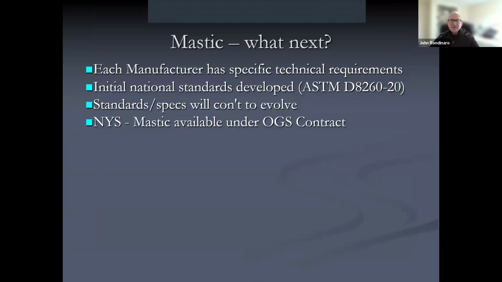So what's next with mastics? There's still a lot of room for growth. Every manufacturer's got their own specific technical requirements. There are some national standards being developed. And at this point right now, mastic is available under OGS contract. And if you haven't used it, I'd say take a look at it. It's a real nifty product. One of my favorites on the preventive maintenance side of the equation.